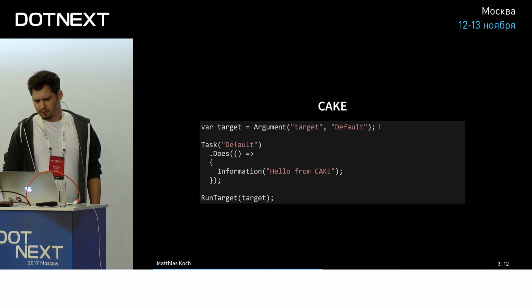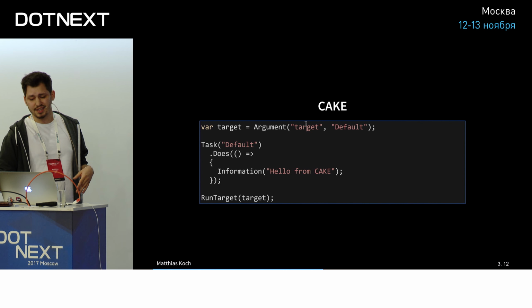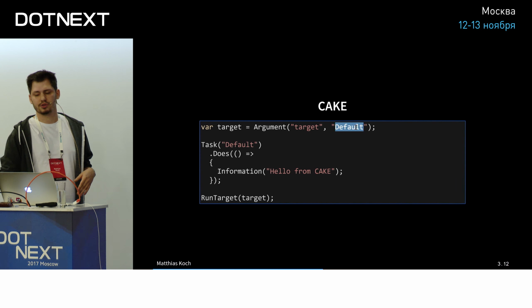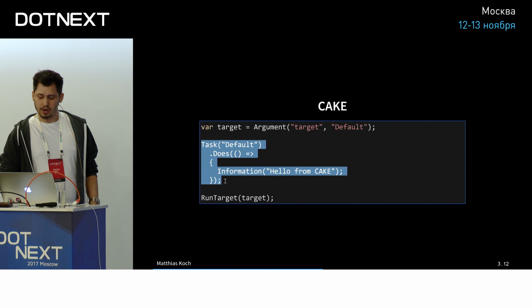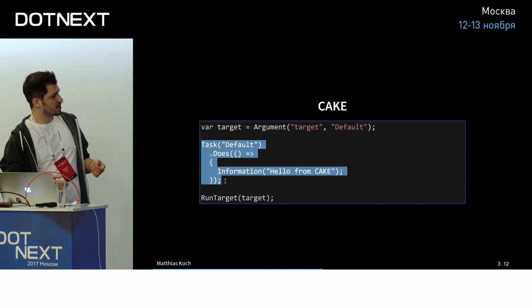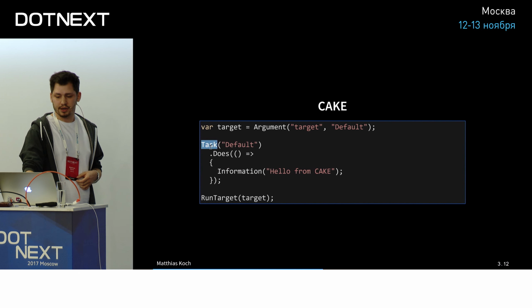So let's look at a simple example in Cake. What you do first is just parse something from the command line, so you can either pass the target as command line argument or use just the default. The next few lines are actually a statement. I hope you can see that. It's like a scripting approach here. You just define a target default, which does something, printing out hello, and then invoking that target. So very simple, actually. No class definitions or anything.